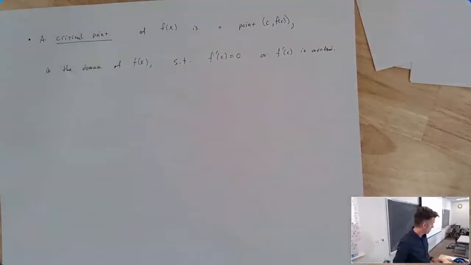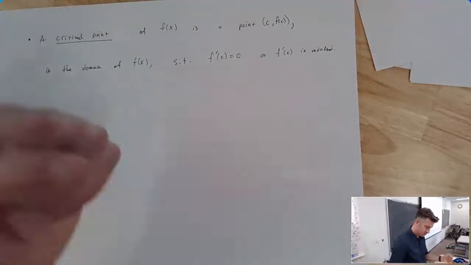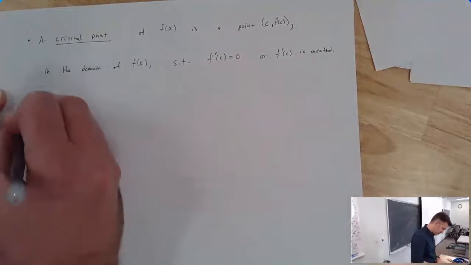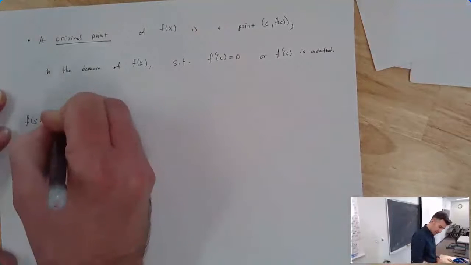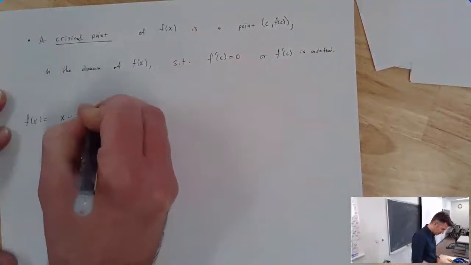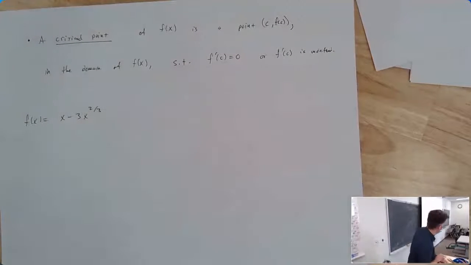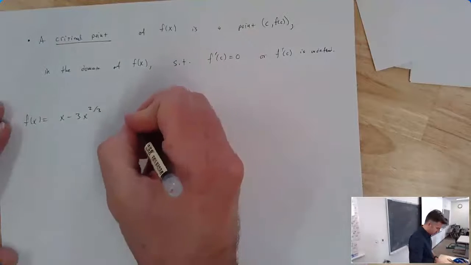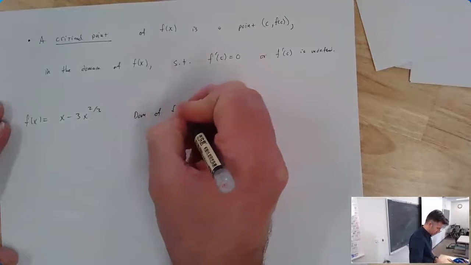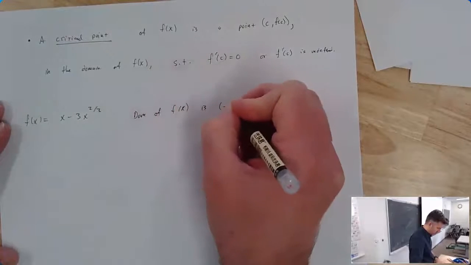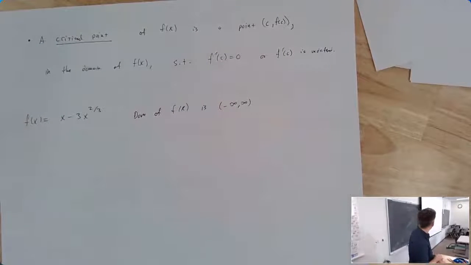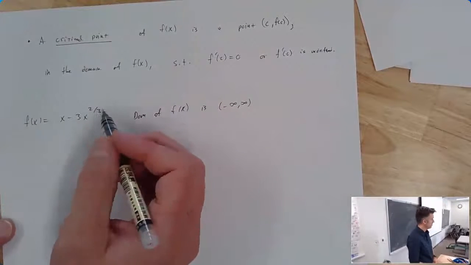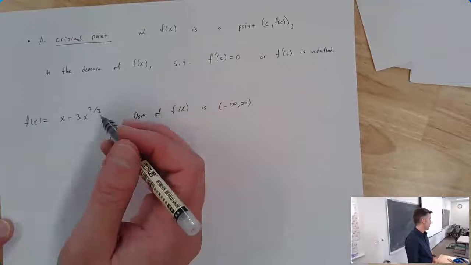Why are we doing that again? Let's look at an example. Let's say our function is x minus 3 x to the 2/3. Let's find all the critical points. First, I would point out that this function is defined everywhere. The domain of this function is certainly all real numbers. You can take the cube root of anything, and then you can square it.